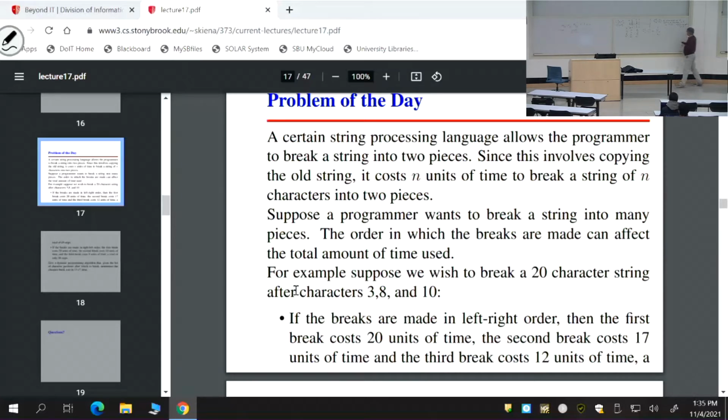Right? So P of 0 is going to be 0. P of 1 is going to be 3. P of 2 is going to be 8. P of 3 is going to be 10. P of 4 is going to be 20. Do you agree I need to have some way of storing where the positions of the cuts are, obviously it matters, right? So my notation is now going to be P of i is the position of the ith cut.